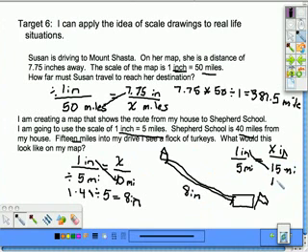Use cross products, 1 times 15 divided by 5, and I get 3. Now this tells me 3 inches from my house is when I see those turkeys, because 3 inches is to 15 miles. So I measure with my ruler 3 inches away from my house, and I need to draw a picture of those turkeys that I saw. Now I have a map from my house to Shepherd School, should be 8 inches altogether, and then 3 inches in will be my flock of turkeys.